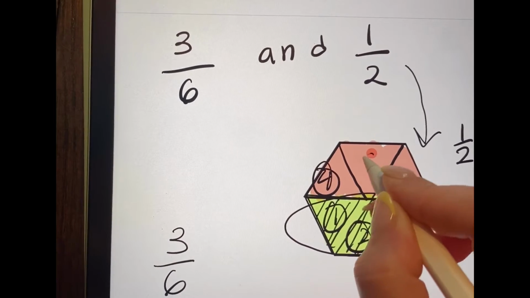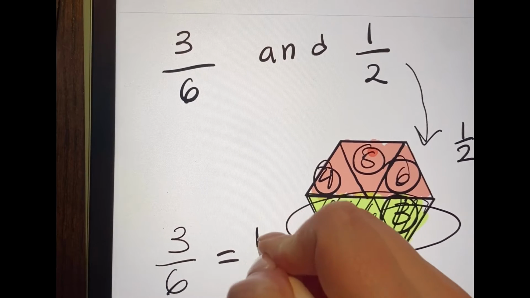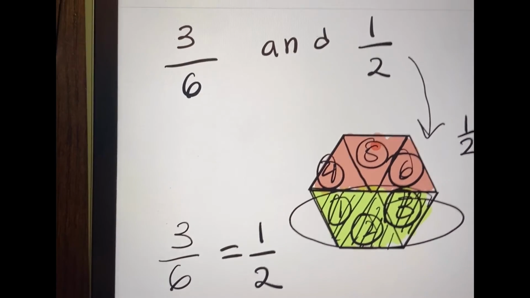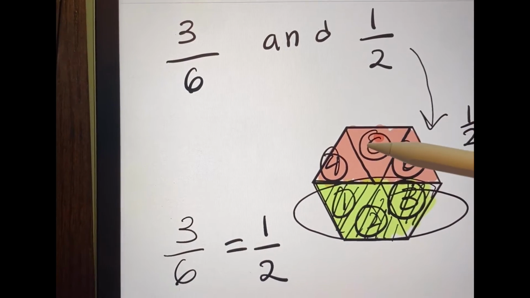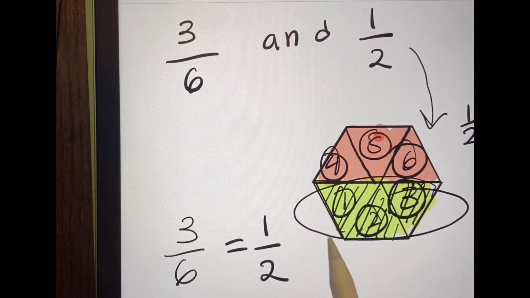Here I am just labeling all triangles just as another hands-on visual experience for students to see that 3 of our triangles are on the bottom, 3 of them are on top, and 3 are what we're focusing on because that is what is equal to 1/2.